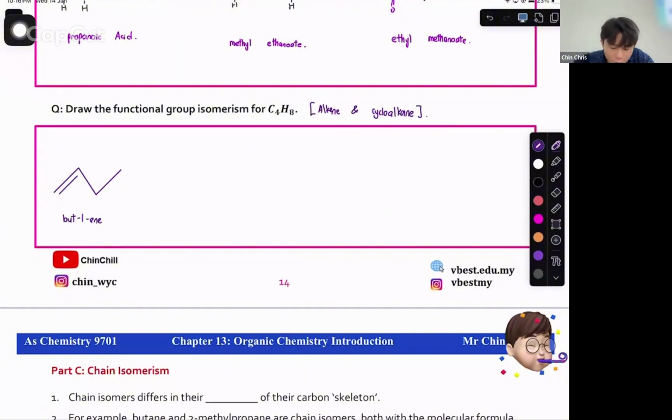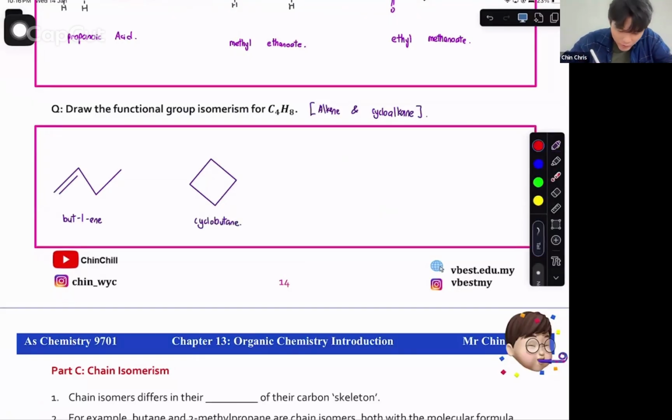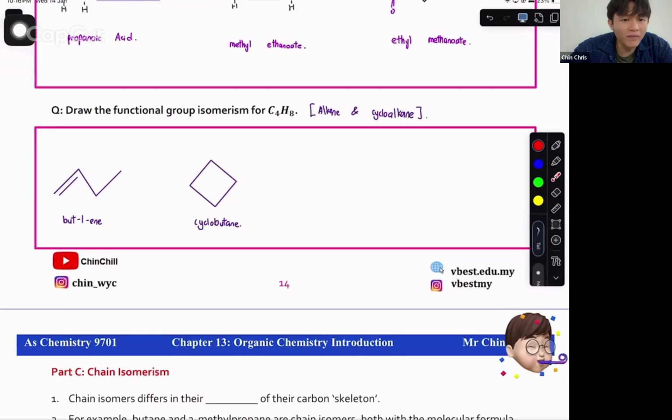If I were to draw a cycloalkane, it looks something like that. That is a cyclobutane. Done. Because you see 1, 2, 3, 4 carbons with 2 H's each, everything is still a C4H8. Do you see that they are functional group isomers of one another? Let's go.